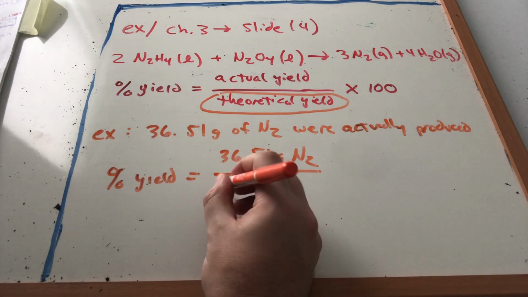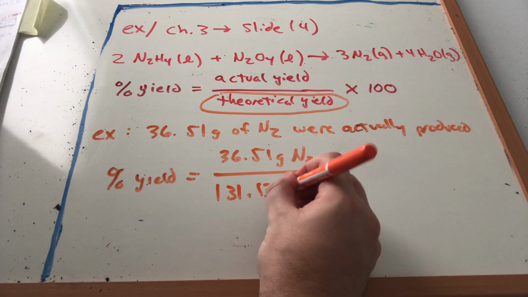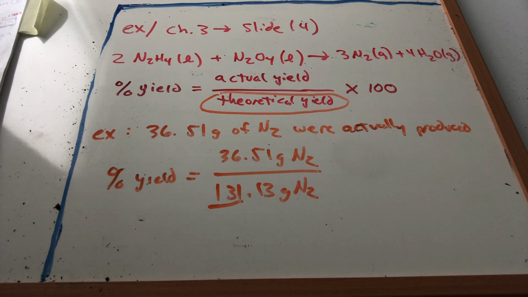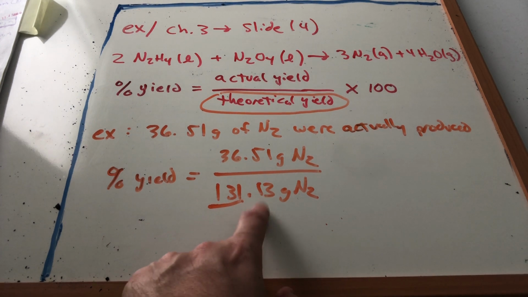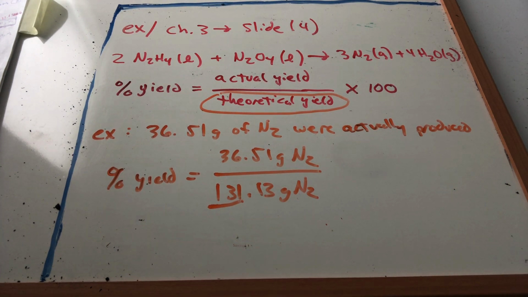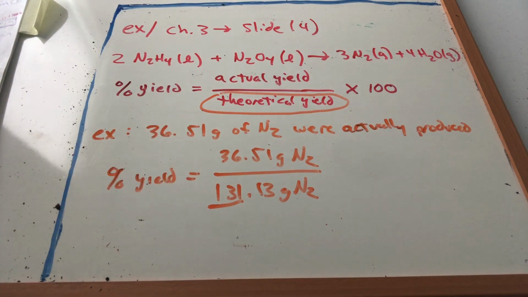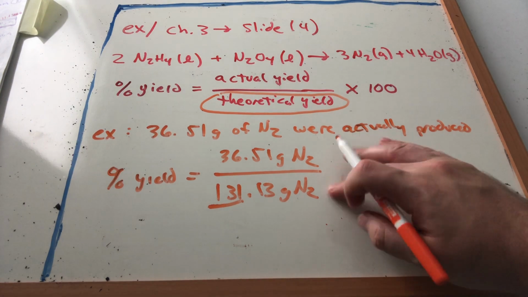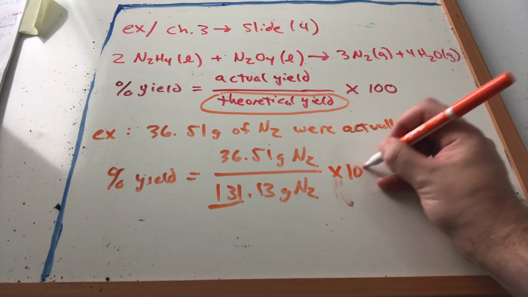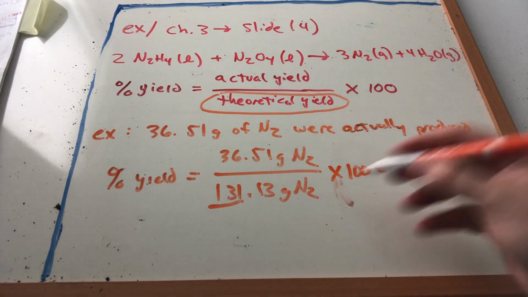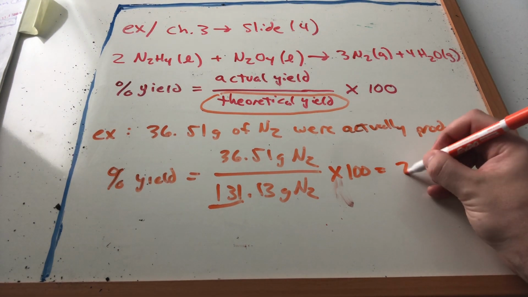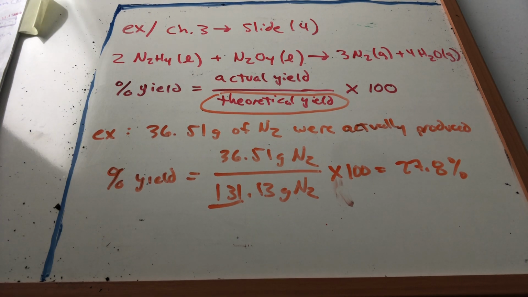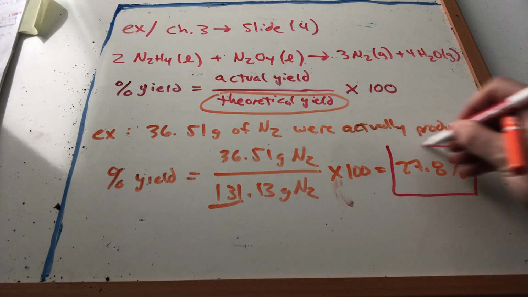Our theoretical yield was 131.13 grams of nitrogen. I'm going to use an unrounded value right now, right? That was if everything went perfectly, right? That's how much N2 we should have got out. We only got out this much, right? So this is a measure, oh yeah, and then multiply by 100, right? So this is a measure of like the efficiency of our process. And the percent yield here is only 27.8%.